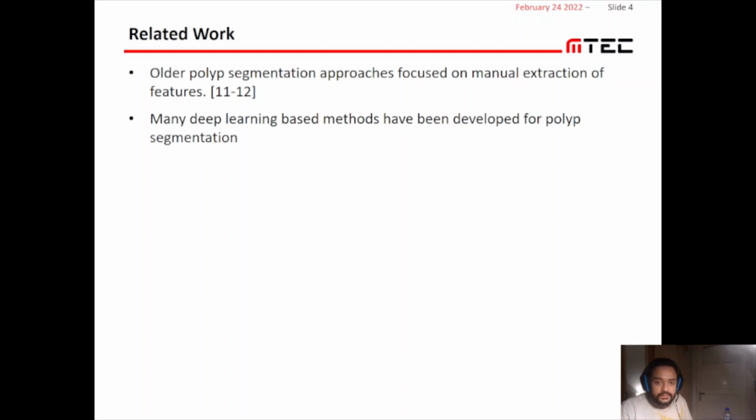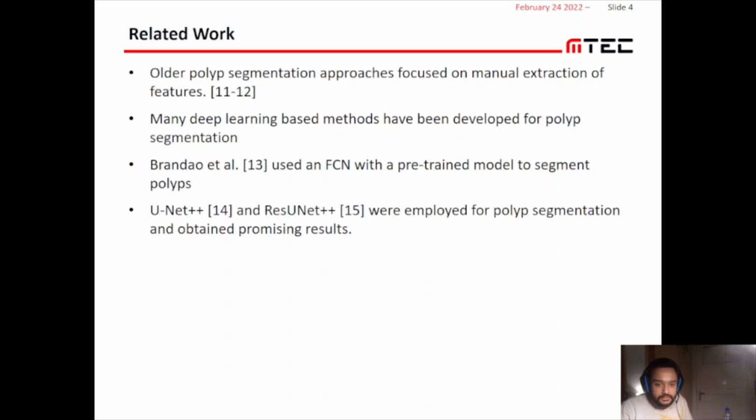In contrast, deep learning methods have shown promising results in segmenting polyps. Many authors have proposed new architectures to increase the segmentation accuracy of polyps. Some notable works are as follows. Brandau et al. used FCN to segment polyps. Zhao et al. used U-Net++ to segment polyps. Jha et al. added residual and attention modules into U-Net architecture to increase the segmentation accuracy of their model.